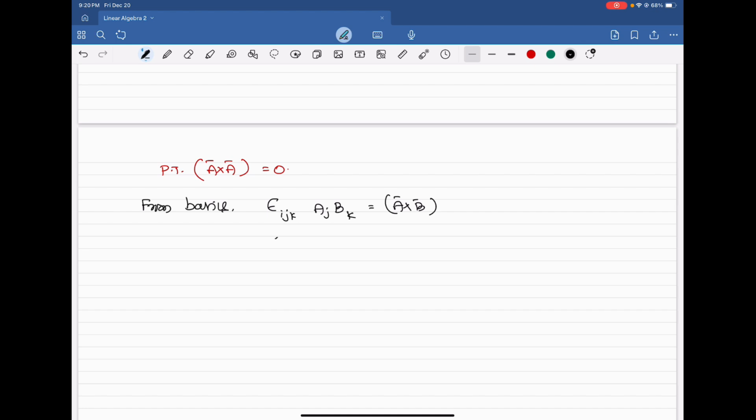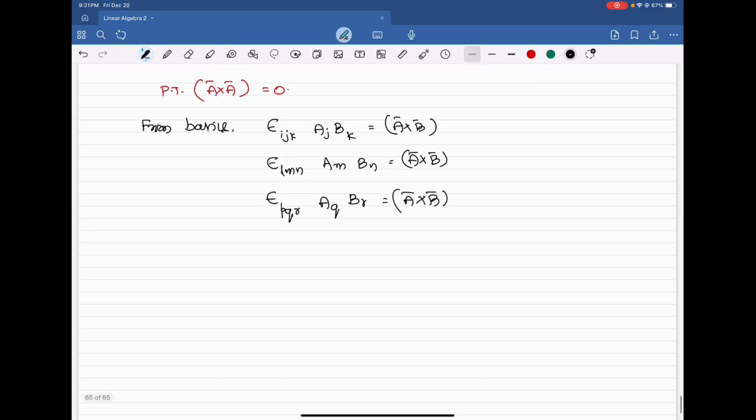Or I can even write epsilon lmn am bn is equal to A cross B. Why am I writing this? You can use any notation. There is absolutely no problem. Epsilon PQR aq br is equal to A cross B. You use any one. Let me use the last one for brevity.